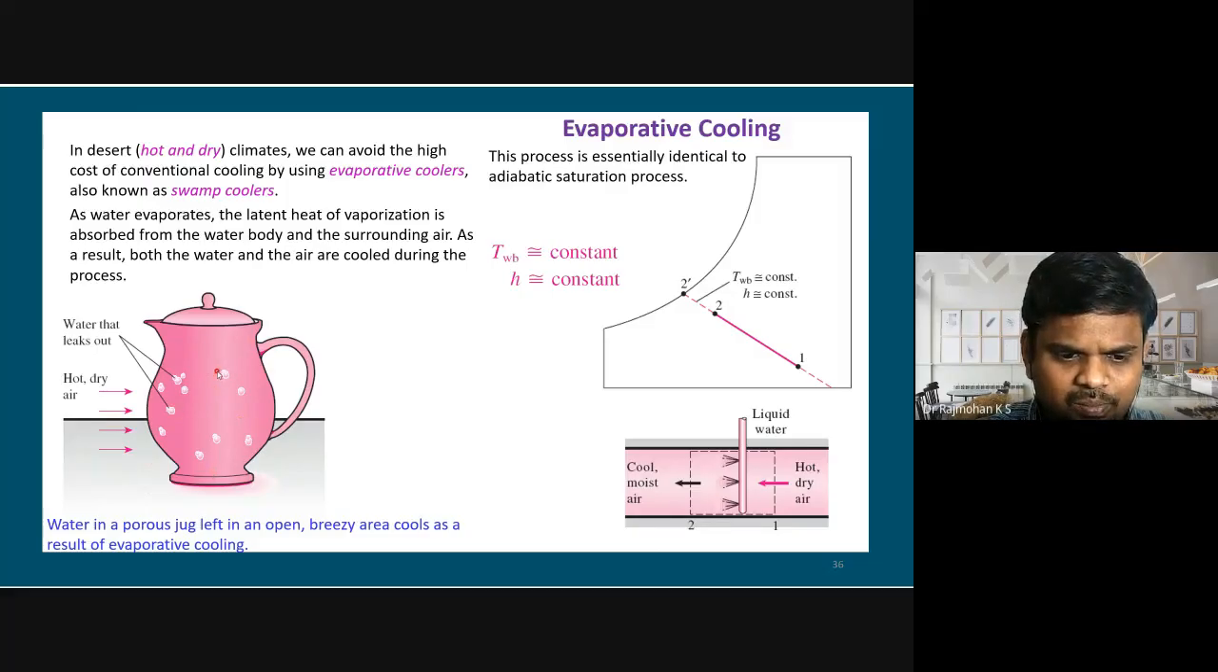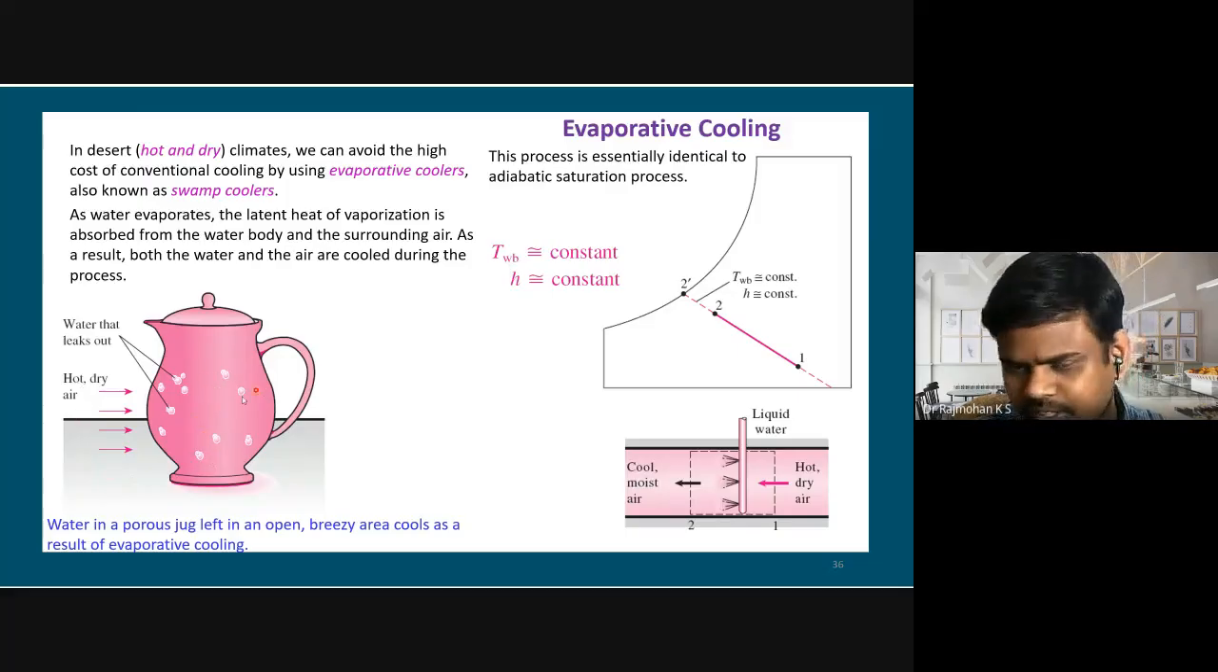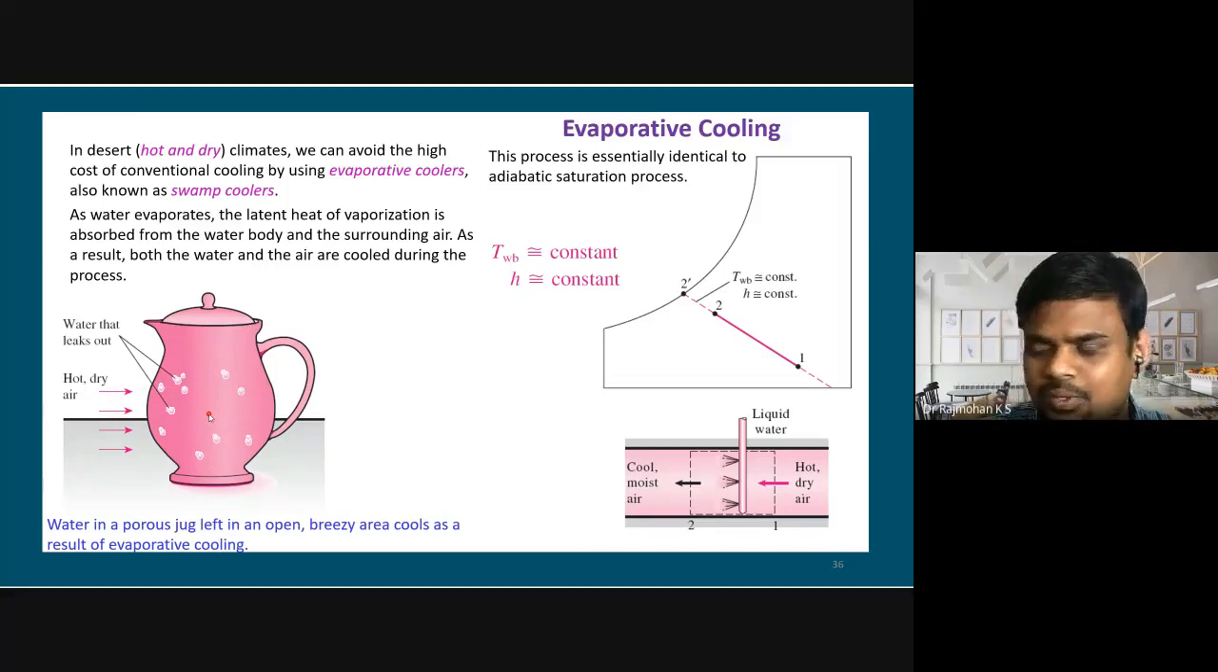Water in a porous jug left in an open, breezy area cools as a result of evaporative cooling. That's what happens even in winter. If you keep a normal bottle outside the fridge, you will observe that the bottle kept outside also becomes like chilled water, right? So that way evaporative cooling is taking place. This process is essentially identical to an adiabatic saturation process.